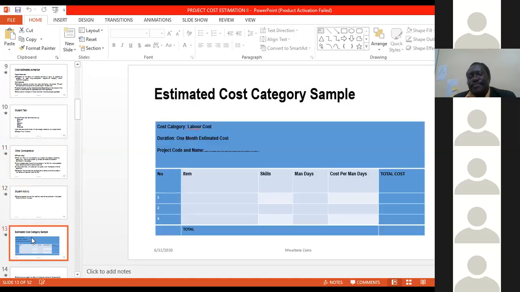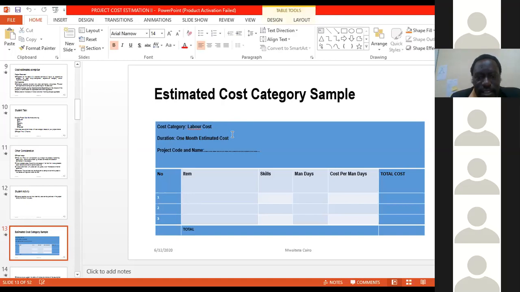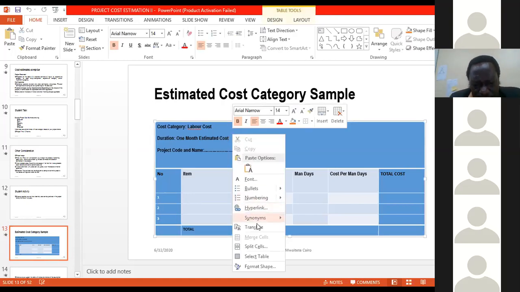Now, as I said, the basic foundation is for us to estimate costs based on the nature of the project itself. So in here, if you are estimating the labor costs, you need to identify each unit and how much it costs. So in here, for example, you have something like this.